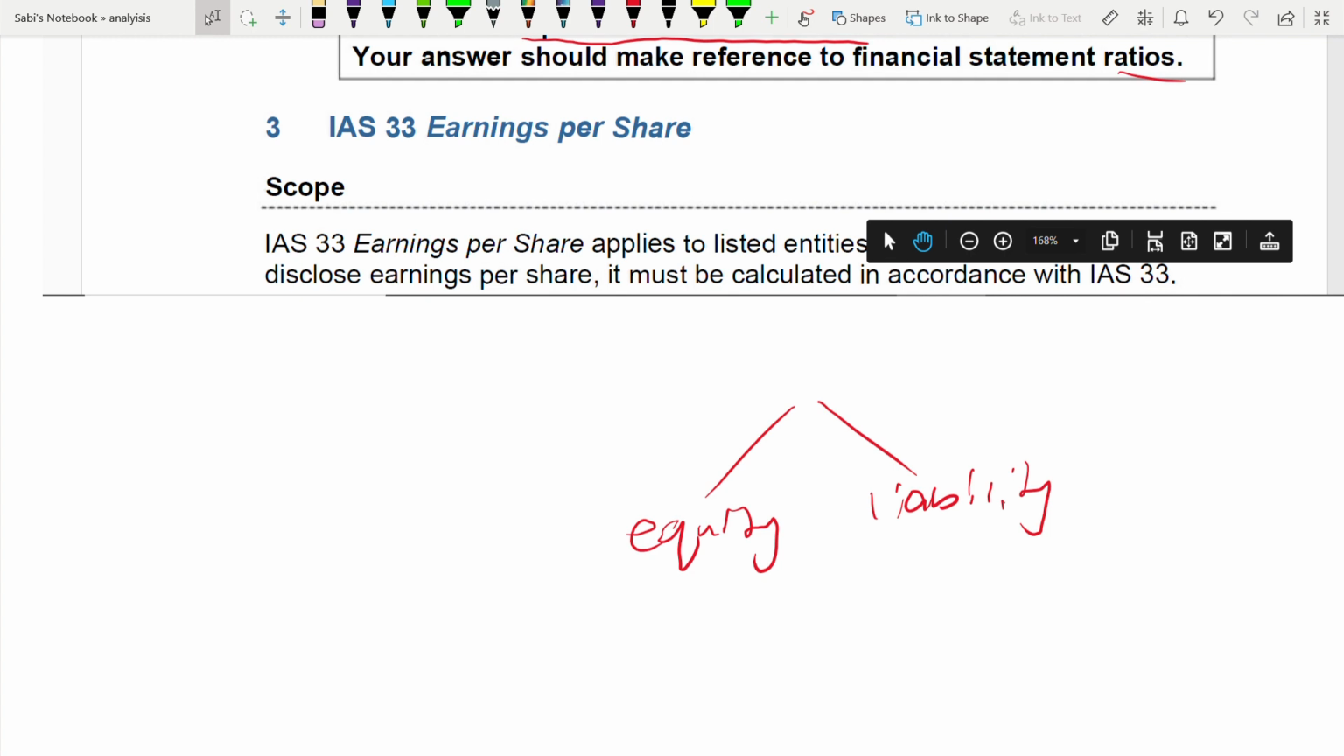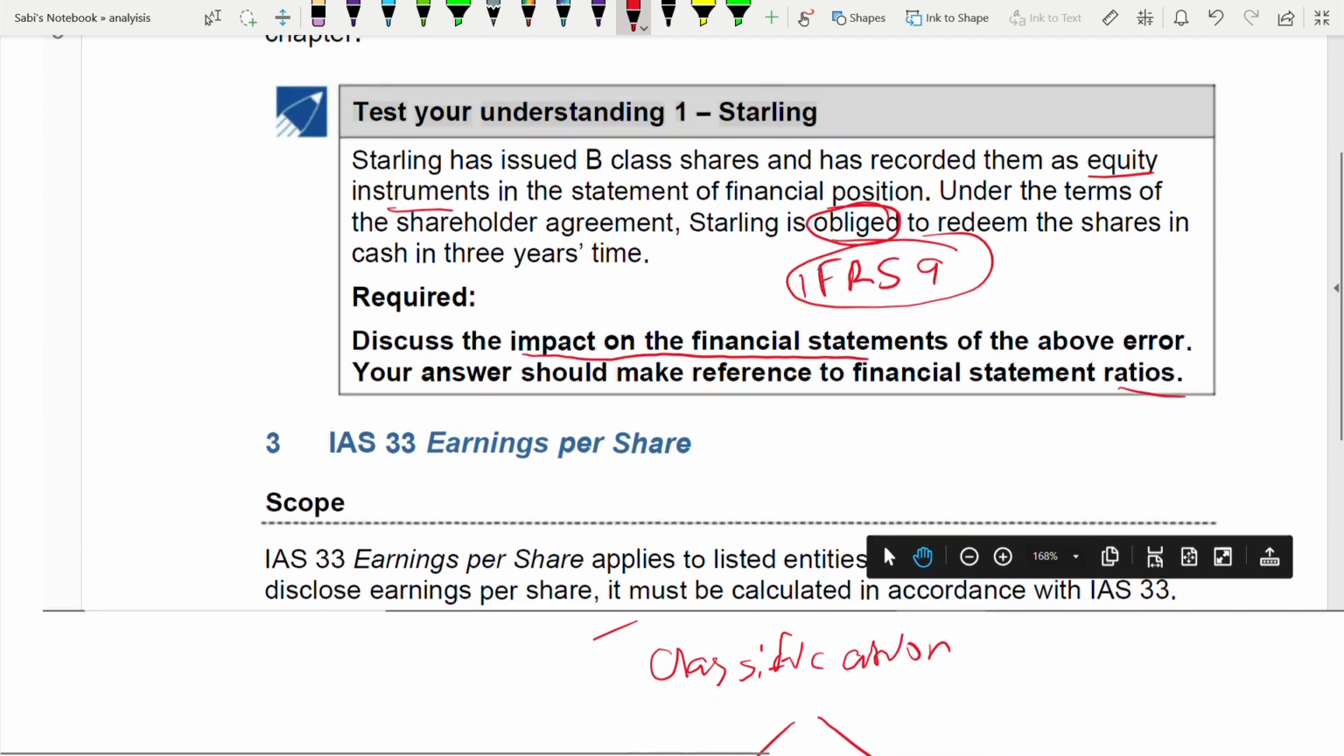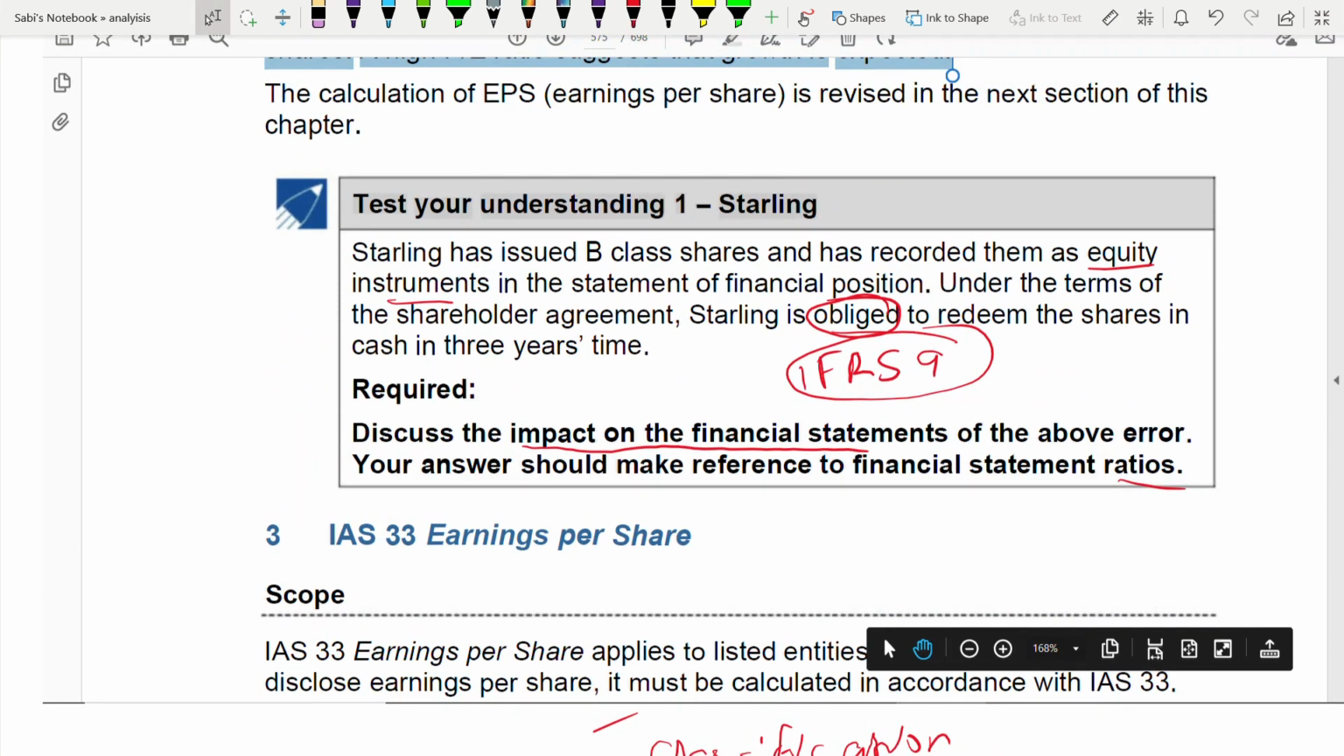See, IFRS 9 is a big standard. It has so many parts: derivatives, embedded derivatives, cash flow hedge, fair value hedge. Then it has financial assets, financial liabilities, equity instruments, then financial asset impairment. So it has so many small topics in it. But this topic is specifically touching on the classification of equity or liability. So your answer has to be specifically focusing on this part only. That's it. It should not go beyond this. So you tell me whether it's correct that they have classified it as equity, or should it be financial liability.